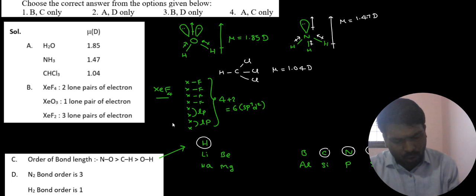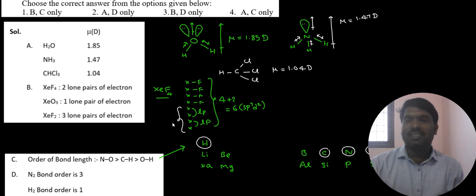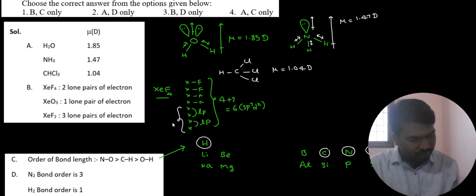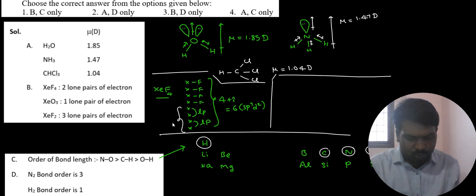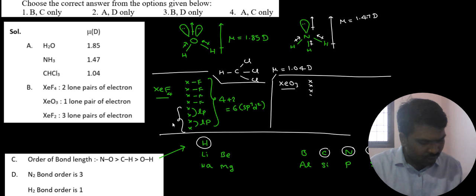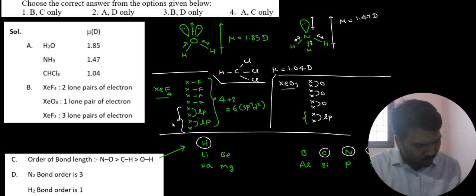So on the central atom, how many lone pairs? 2 lone pairs. No need to write the structure; this trick is enough. Now coming to XeO3. Central xenon has 8 valence electrons, oxygen is divalent and requires 2 electrons, and there is 1 lone pair. So on the central atom, 1 lone pair.